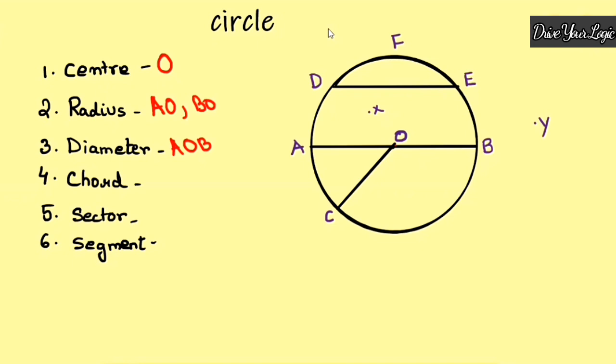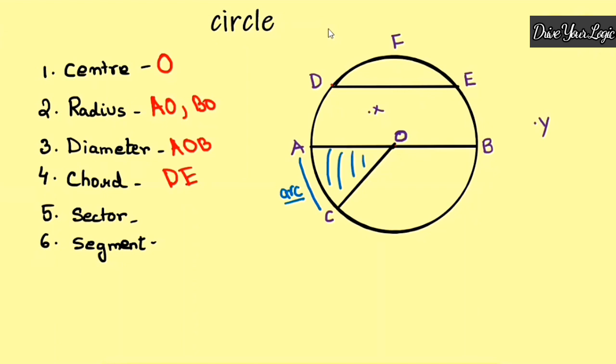Okay. What is a chord? Other than the diameter, if a line touches the circumference from both sides, that is called a chord. So here DE is a chord. And what is a sector? In this circle, our sector is AOC. When two radii touch the circumference and make an arc, we can say AC is an arc, okay? AC is an arc, and this portion, the inside portion, is the sector.